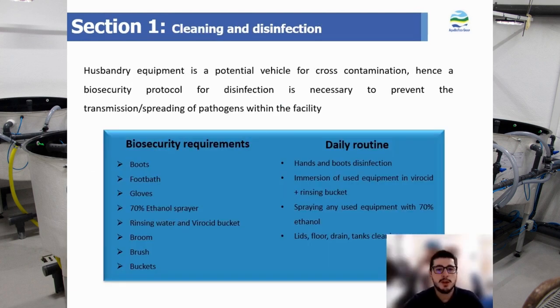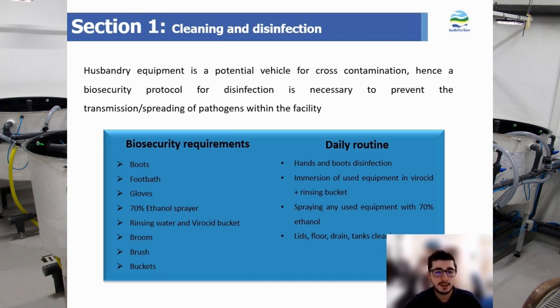As previously mentioned, the last section of general husbandry, cleaning and disinfection, is as important as the previous one. Husbandry equipment is a potential vehicle for cross-contamination, hence a biosecurity protocol for disinfection is necessary to prevent the transmission or spreading of pathogens within the facility. There are several ways to prevent pathogen spreading in a commercial or experimental facility, and most of them imply the use of chemicals like bleach, ethanol, disinfectant solutions in general.